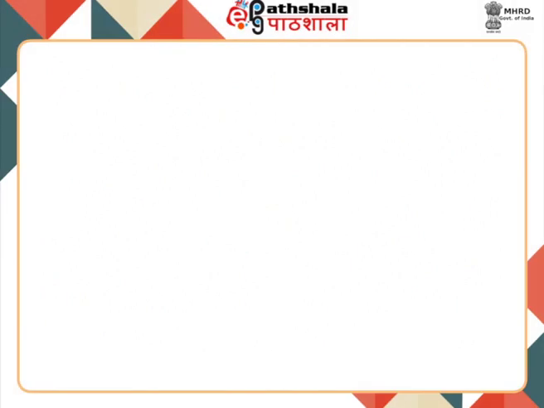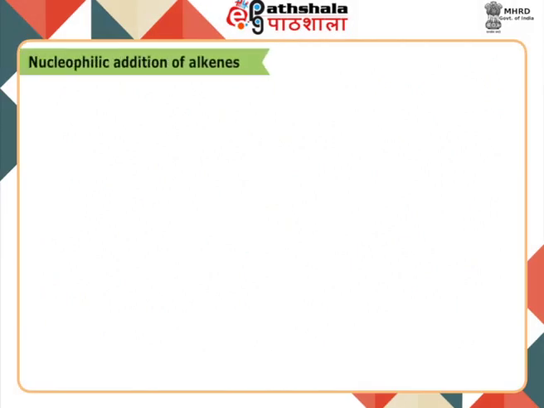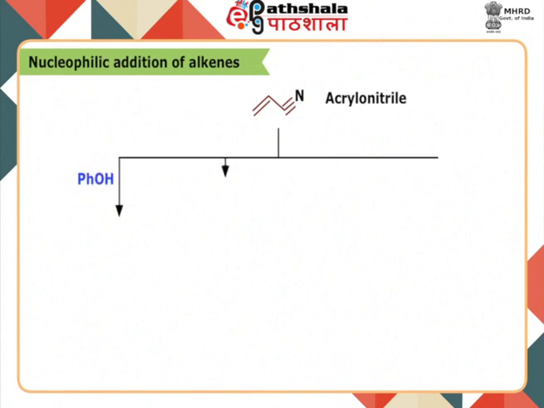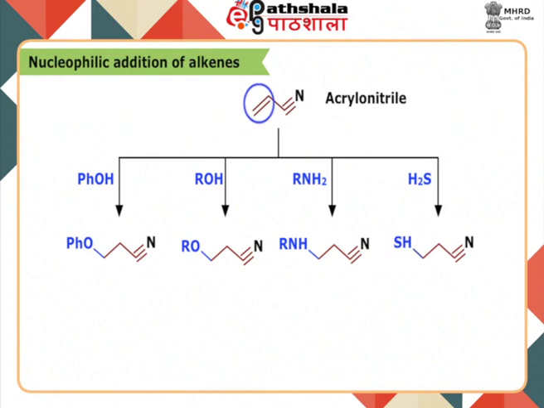Let us be familiar with some examples of nucleophilic addition reactions of alkenes. With alkenes containing a cyanide substituent, the most common being acrylonitrile, a variety of nucleophiles such as phenols, alcohols, amines, or sulfide may easily add to the unsubstituted carbon of the double bond. Looking at these reactions from the reagent perspective, these nucleophiles have attached a cyanoethyl group, and thus this process is termed cyanoethylation.